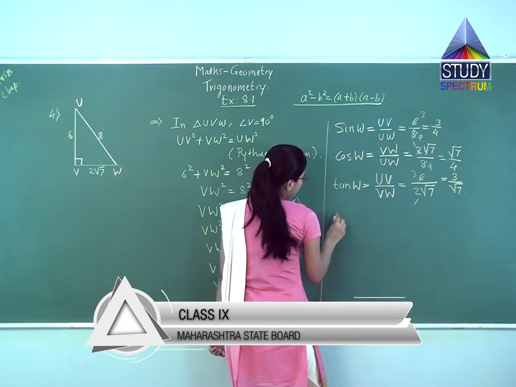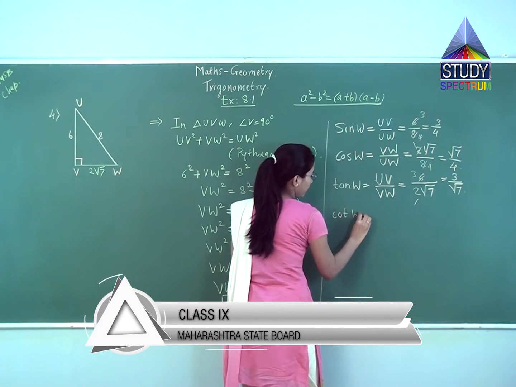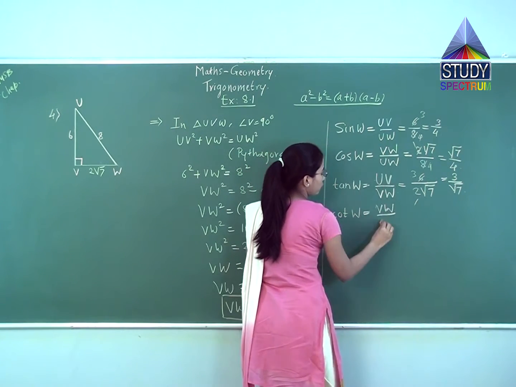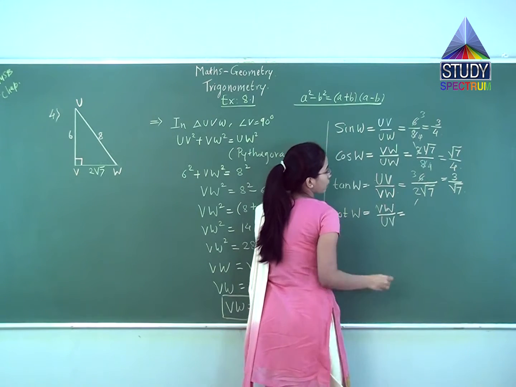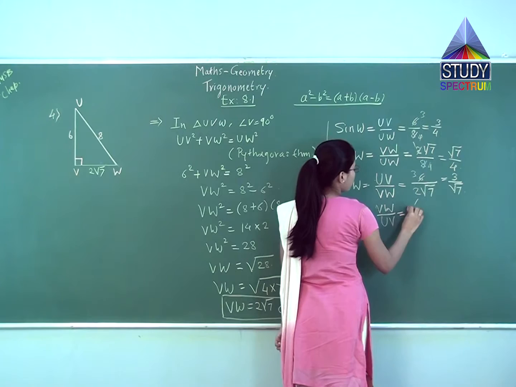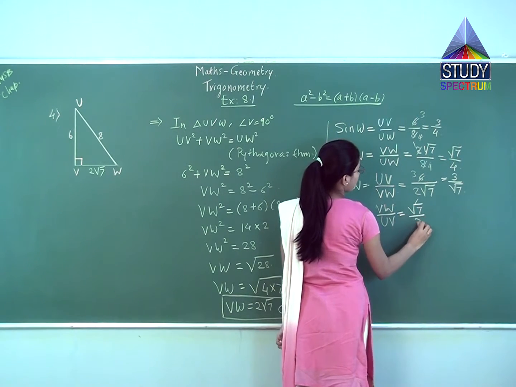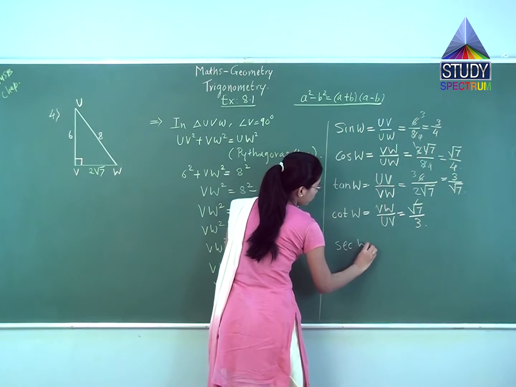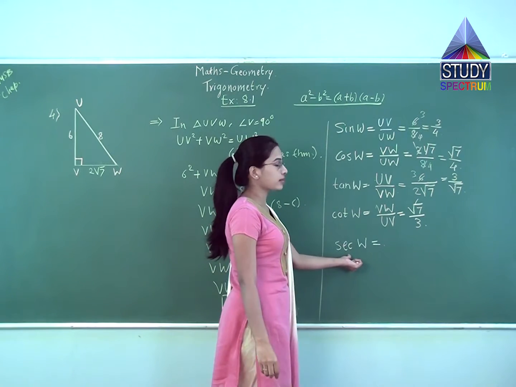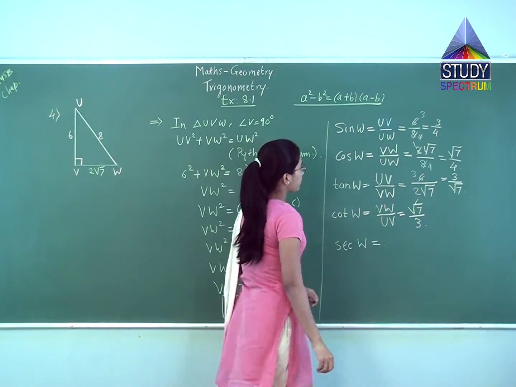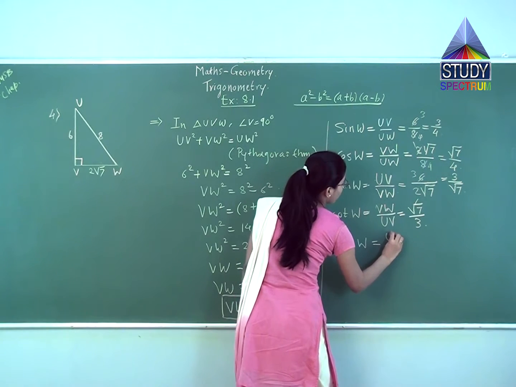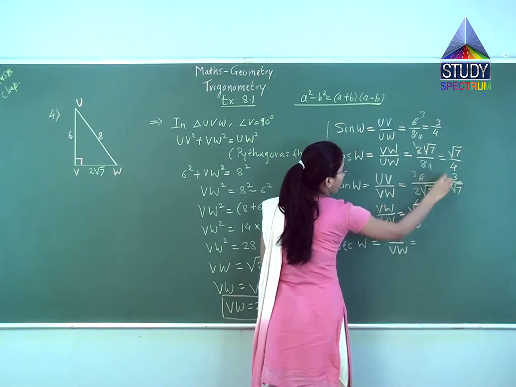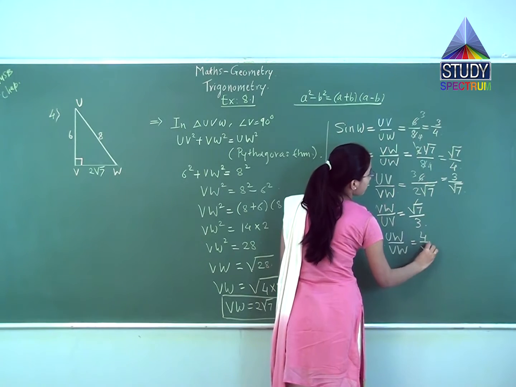Yes. Then cot W. Reverse of tan. So VW upon UV. So reverse this value also. So you will get directly root 7 upon 3. Then sec W. Sec is inverse of cos. So we will reverse that also. UW upon VW. This also is 4 upon root 7.